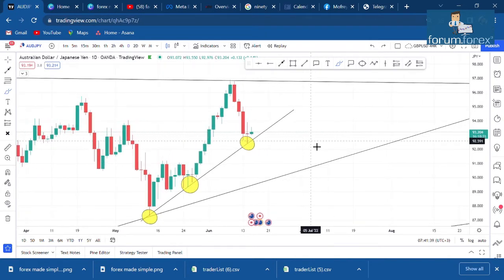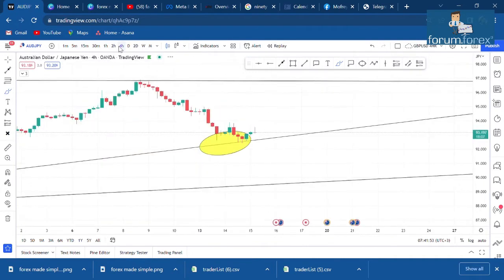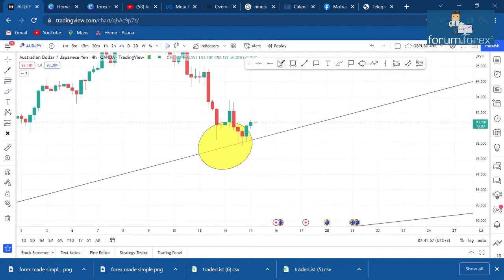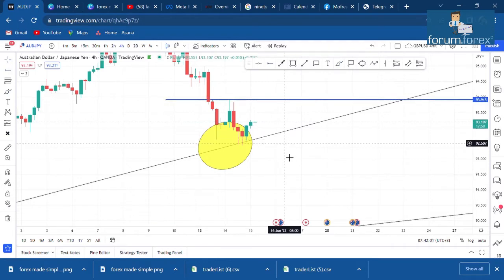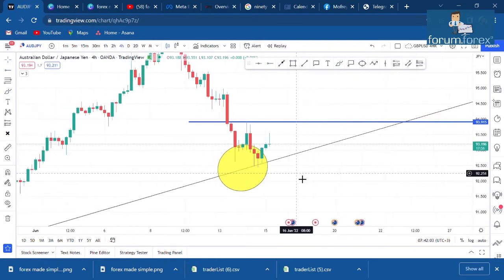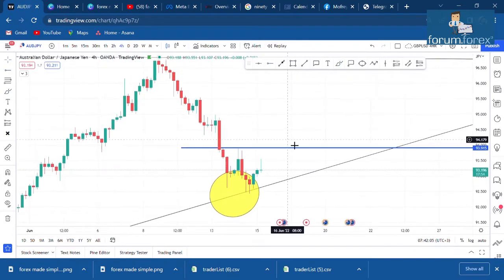On the third attempt, something big, something major will happen. So let's go to the 4-hour time frame. And you can see how the price has not been moving away from the trend line. So all you need to do is to start with price action and marking your higher highs, higher lows, lower lows, and start identifying what the market is doing.